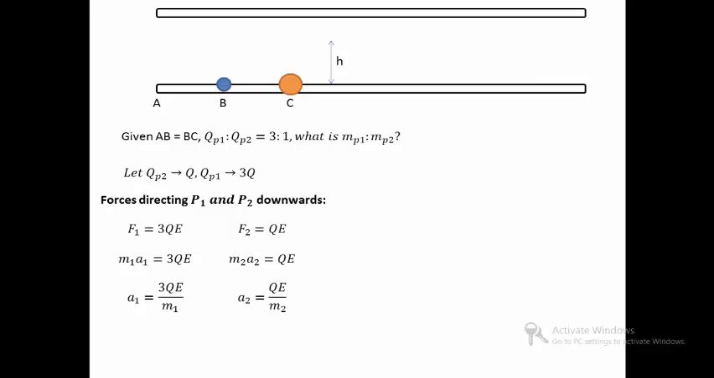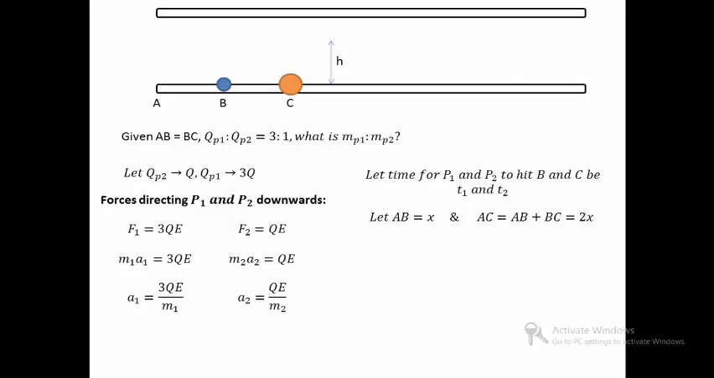Then, we can find out their respective accelerations by making use of Newton's second law. Next, we denote the time for particle 1 and 2 to hit the bottom to be T1 and T2 respectively. Also, for convenience again, we let the distance AB be x and AC be 2x. With this, by knowing that the launching velocity v of both particles is the same, we can write down T1 as x over v and T2 as 2x over v.